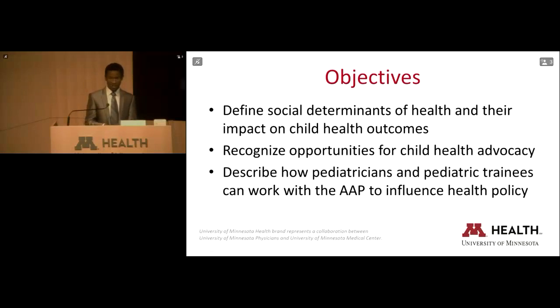The objectives of this presentation are to help us wrap our minds around the social determinants of health and the impact of these social determinants on child health outcomes. I'm sure many of us are aware of these issues already, but I'll give us a bit of background because it's a good lead-up to the issues I got to work on with the AAP in DC. The other thing is to help us recognize opportunities for child health advocacy in our pediatric residency training and as pediatricians, subspecialists in various fields. And I would also attempt to describe how pediatricians and pediatric trainees can work with the American Academy of Pediatrics to influence health policy both nationally and internationally.